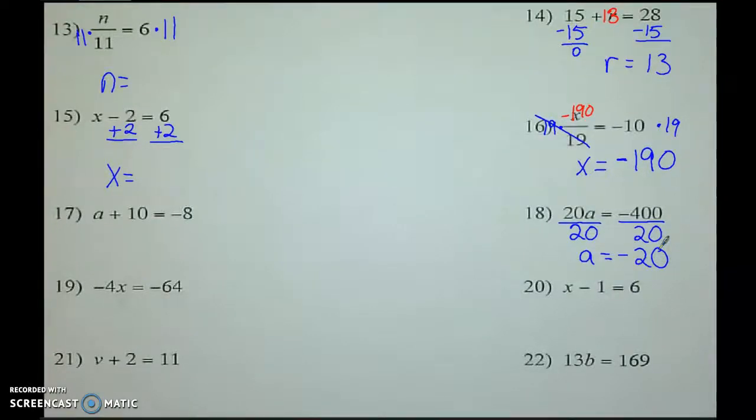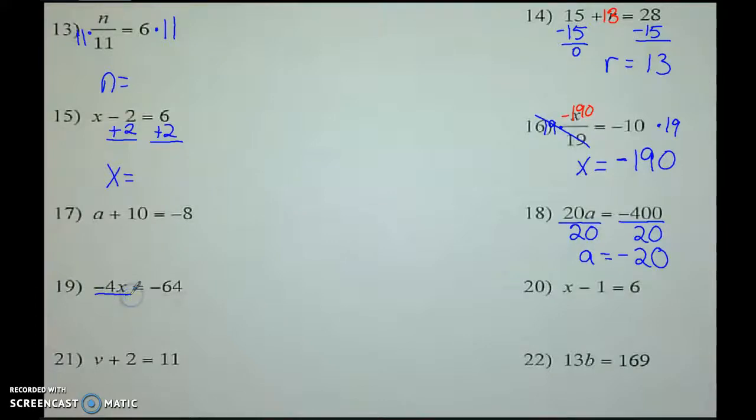Okay? So I can plug that back in and I can check it. If I put in a negative 20 for that a, I know that 20 times negative 20 is going to give me negative 400. Now, looking at number 19, okay, we're still multiplying, so we've got to do the opposite.